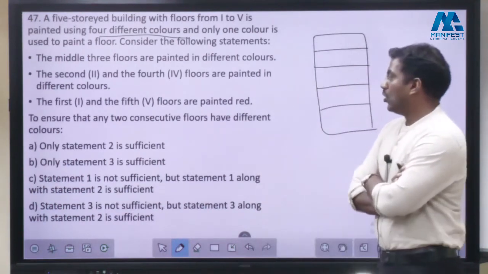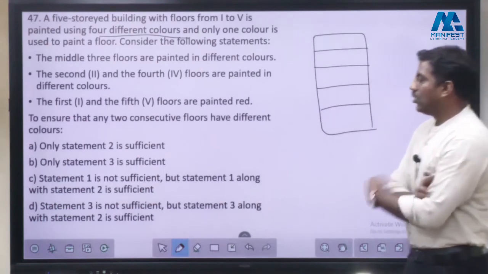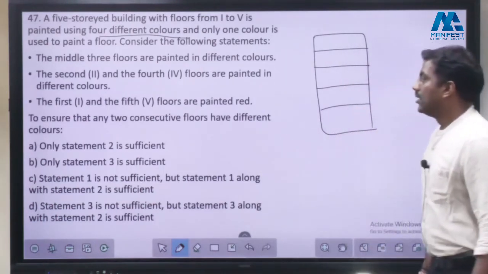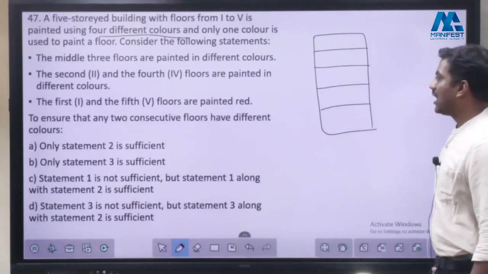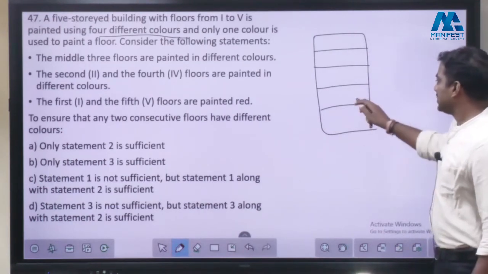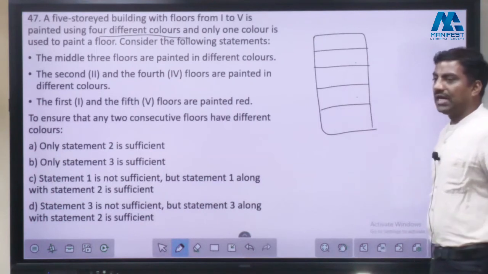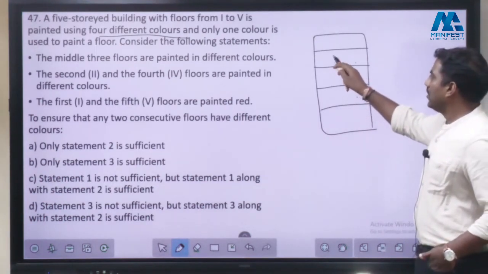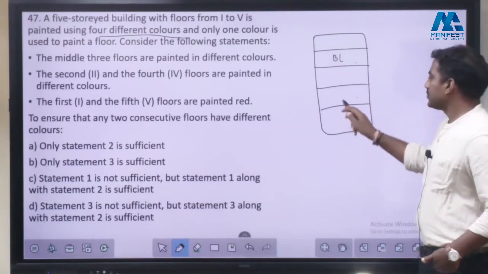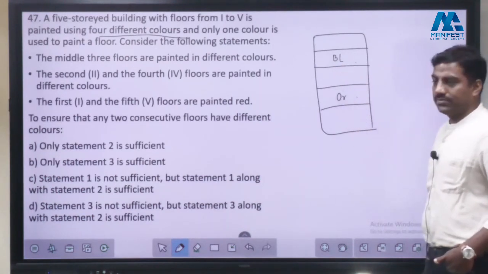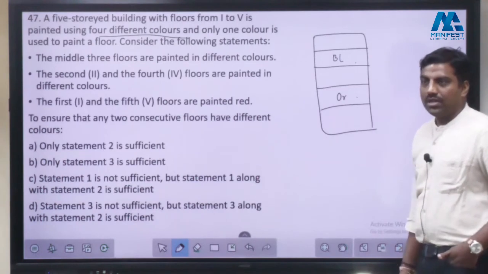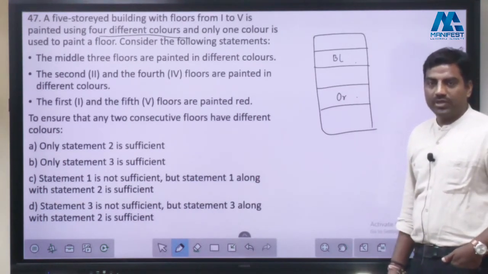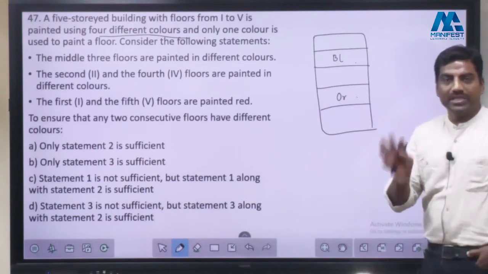So what to do now? Look at the second statement alone, because they are telling only statement 2 is sufficient or not. The second and fourth floors are painted in different colors. Let's say here I'll go with blue. Here I'll go with orange. Other 2 colors have to be used, because 4 colors have to be there on the building.